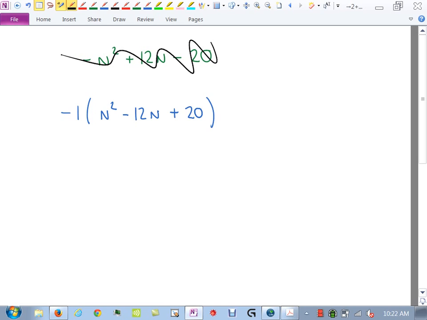Okay, in this parentheses is exactly what I want to look at. I'm trying to get a positive 20, and a negative 12. So 10 and 2 multiply to be 20. And if they're both negative, they multiply to be 20 still, and they add up to be negative 12. Negative 2 and negative 10. This is starting to look very similar to the way that I teach it now. All right.